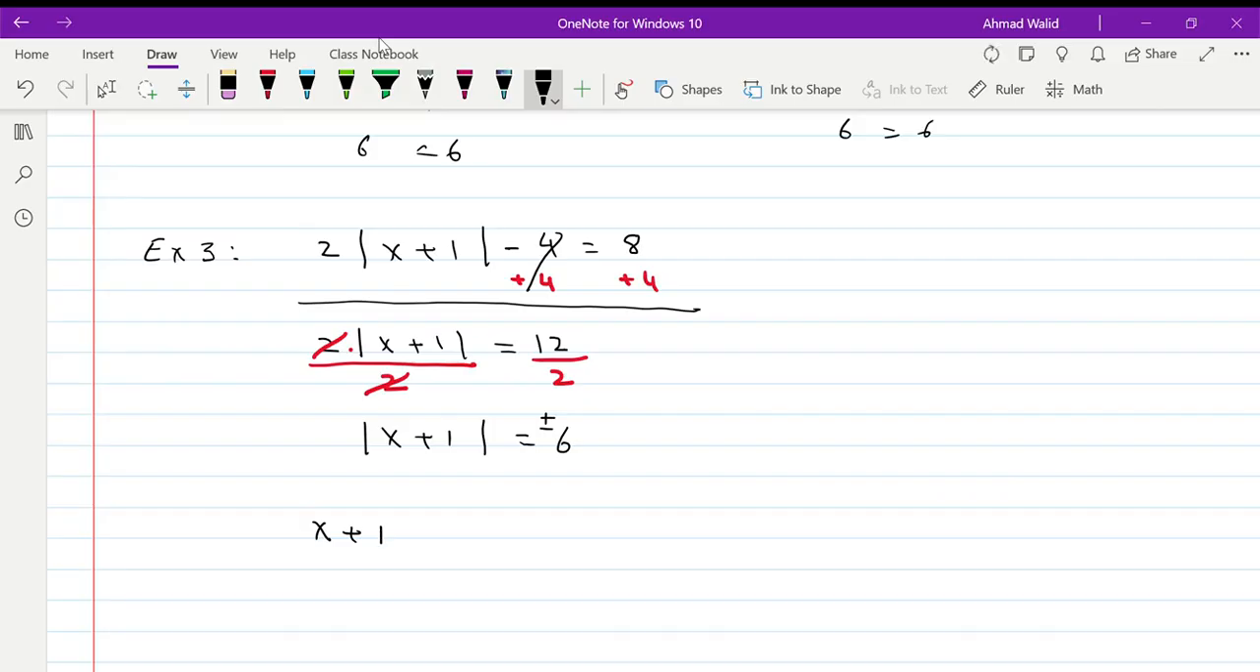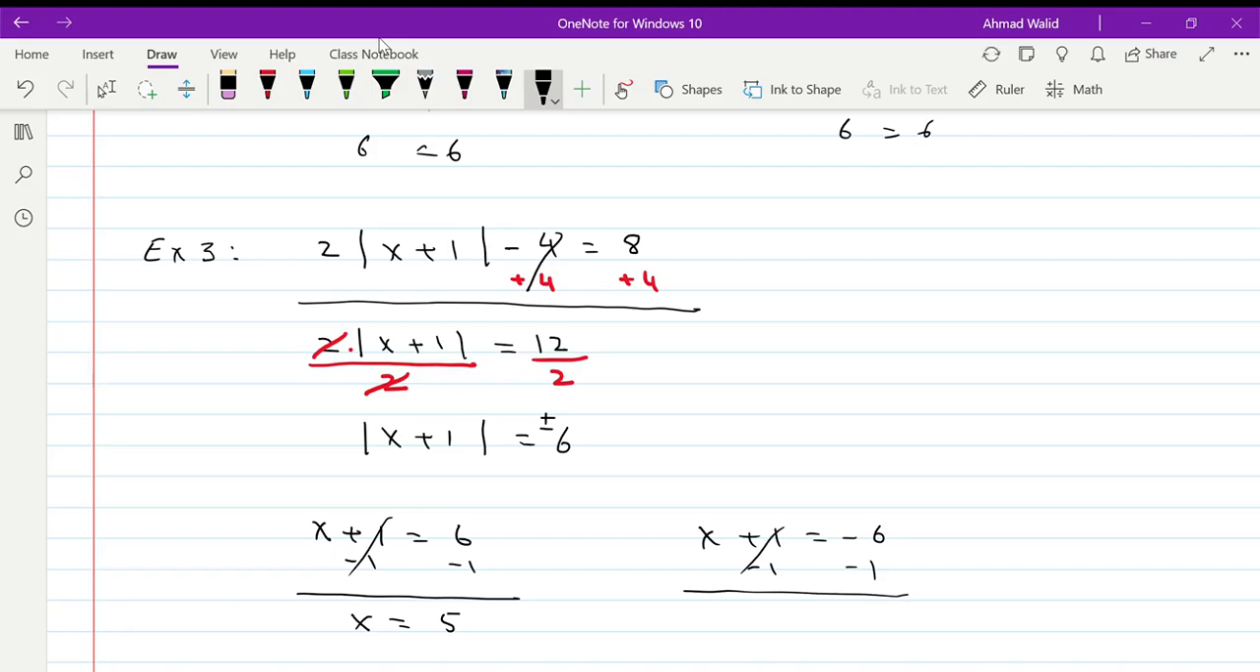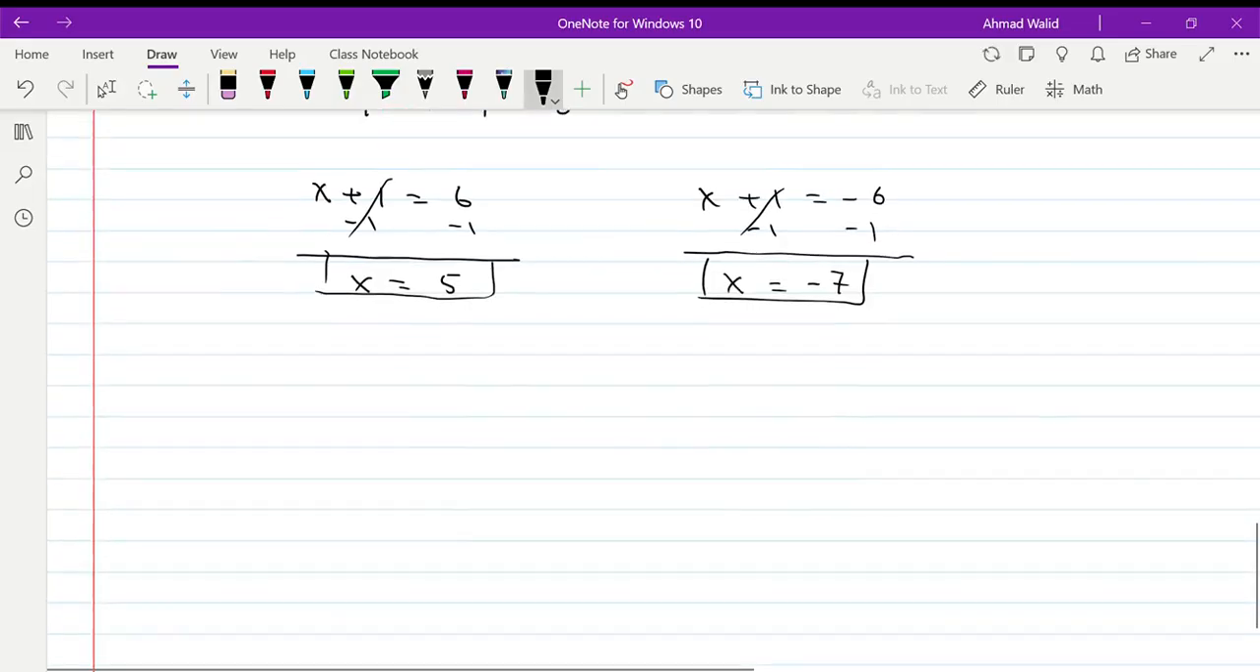X plus 1 equals 6 and x plus 1 equals -6. Subtract 1 from both sides. X is equal to 5. Subtract 1 from both sides. Your x is equal to -7. 2 solutions. Now the next step is to check both solutions.